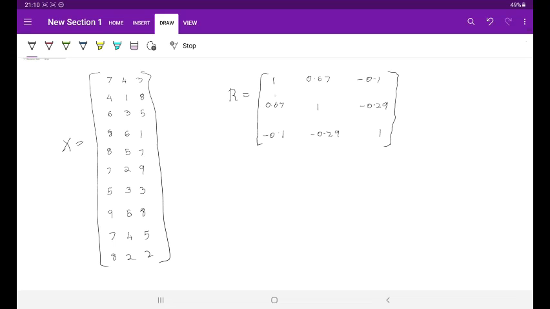This is because here it shows the correlation between the first column and the first column, which would always be 1. That is, it shows the correlation between thickness and thickness, which would always be 1. Similarly, this shows the correlation between the horizontal displacement and the horizontal displacement, which would always be 1. And the case is similar for the third case also.